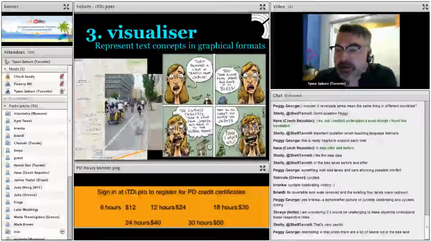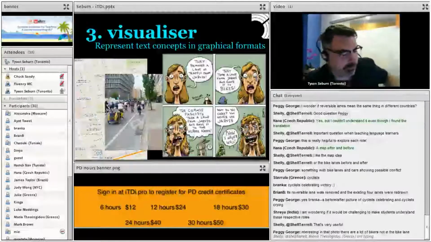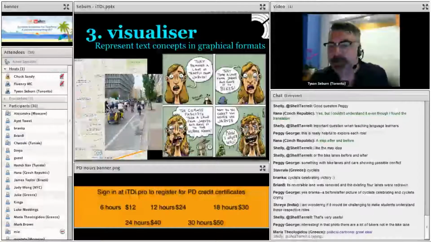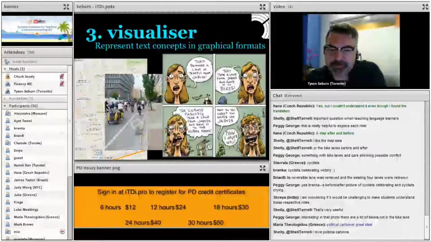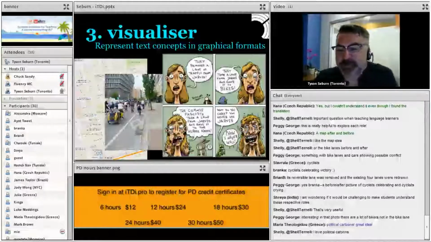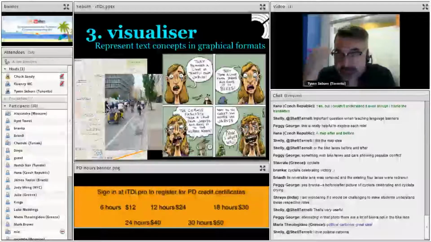And then finally, one that becomes kind of popular with the students after a while, once they get used to it, is political cartoons. And in this political cartoon, it really talks more about what the attitude was towards the bike lanes and how taking away the bike lanes was not a happy decision for those cyclists. So students tend to like these types of visuals.